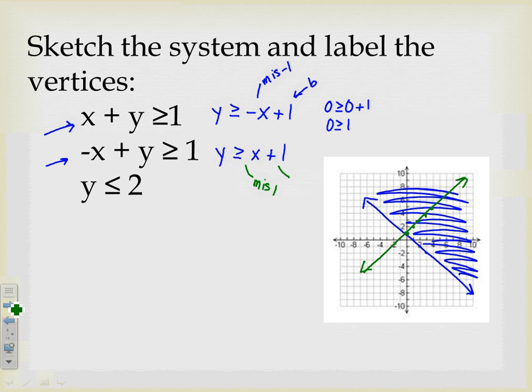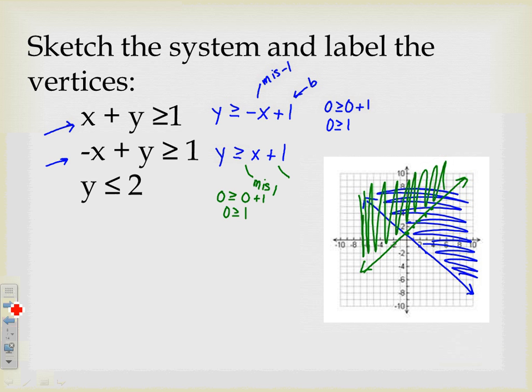Picking a test point to shade. 0, 0 is kind of under and to the right of my green line, so I'm going to use it again as a test point. It doesn't cross through 0, 0, so I'm safe. 0 greater than or equal to 1 is false. I again do not want to include 0, 0 where I shade my green, so I'm going to the other side of the line.